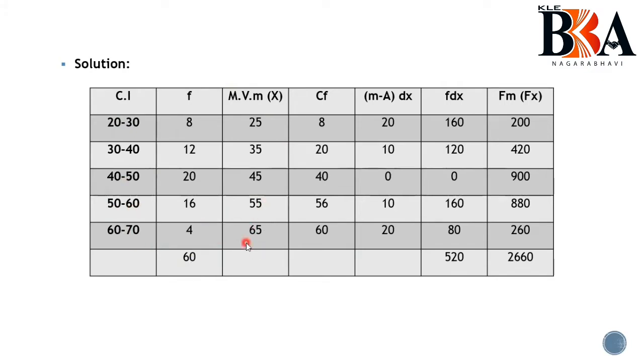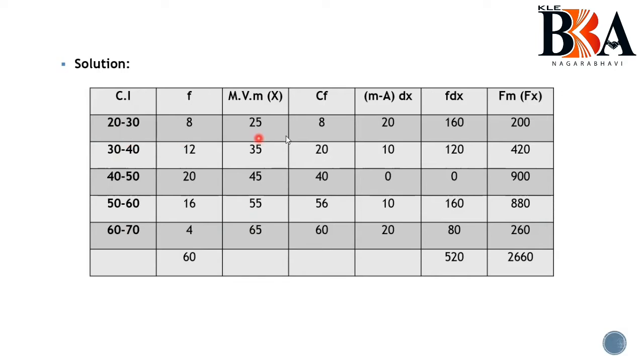Or else, if you are getting confused while taking the mid values, you can use another procedure, where you add the class interval limits and halve it: 20 plus 30 divided by 2. When you do this, you also get 25, the mid value of the class interval. So this is another method you can use.